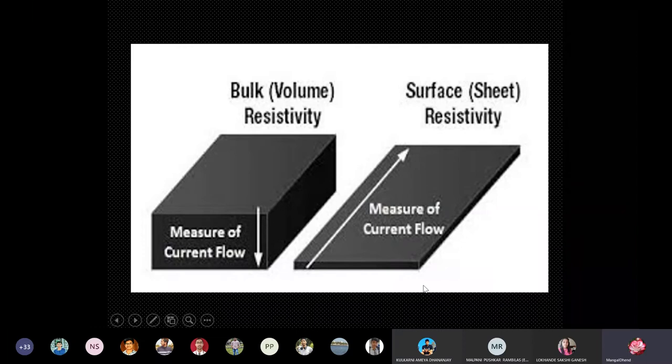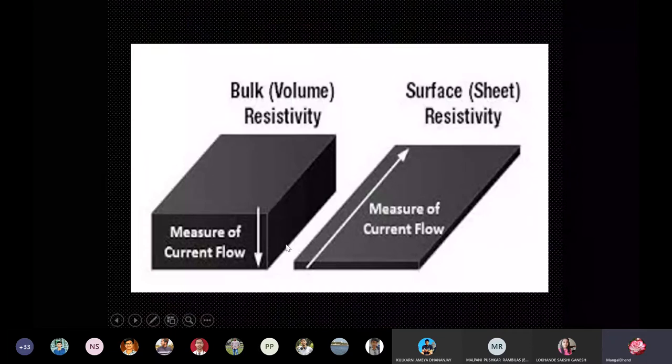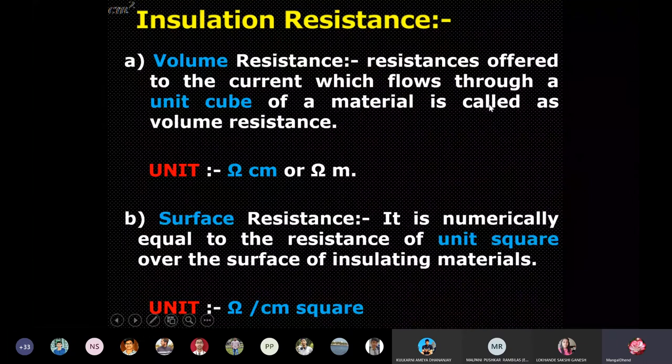Consider an imaging cable, then you will understand the difference. I took this figure because with description alone it will not be clear. So insulation resistance is volume resistance. Now you see the definition. Volume resistance is the resistance offered to the current which flows through a unit cube of a material. Cube, because you are considering volume, so centimeter cube or meter cube. It's called volume resistance. And what will be the unit? Ohm centimeter, ohm meter.